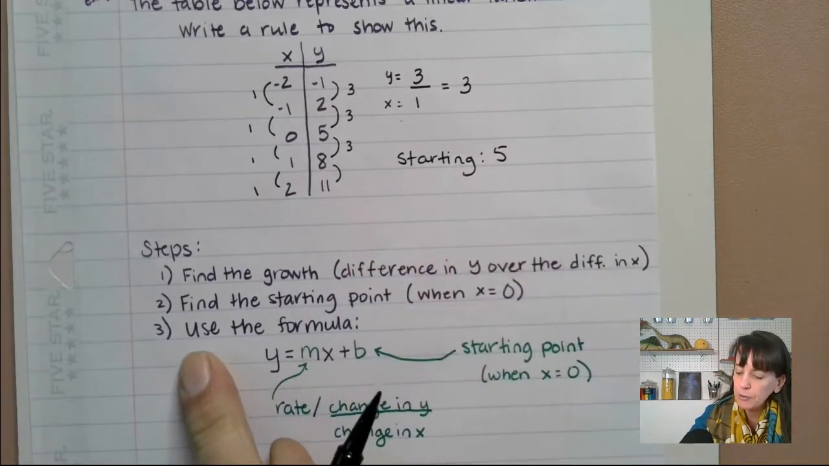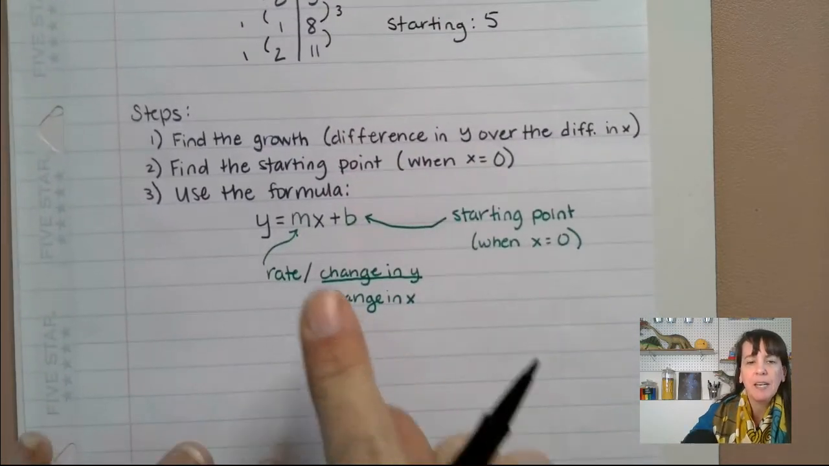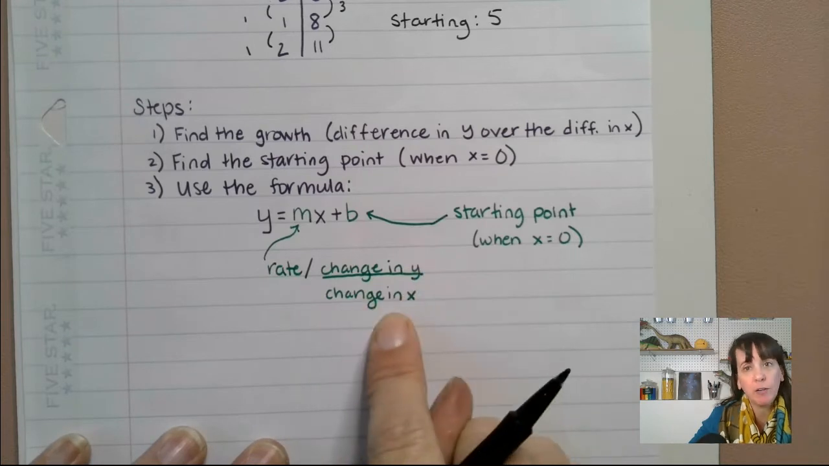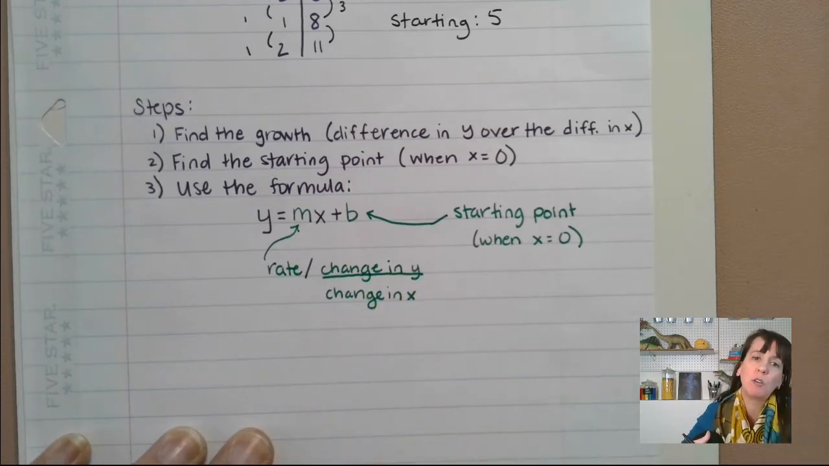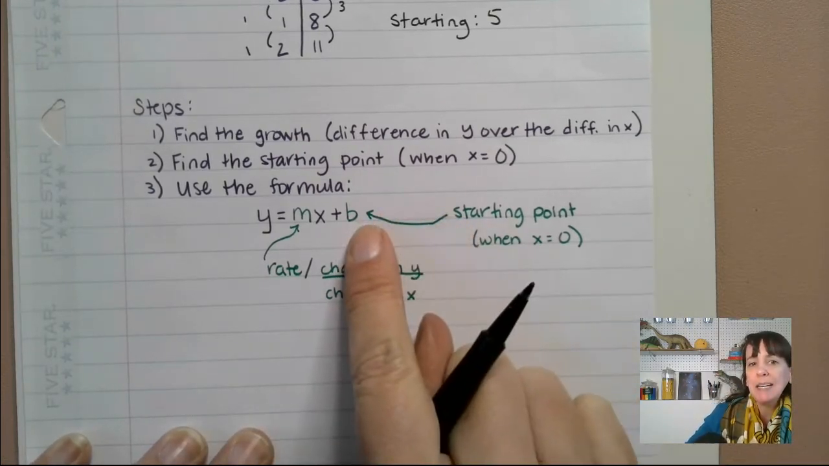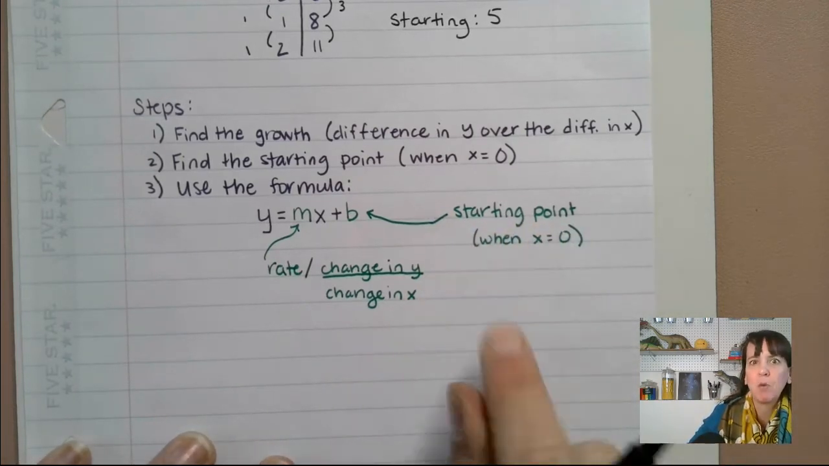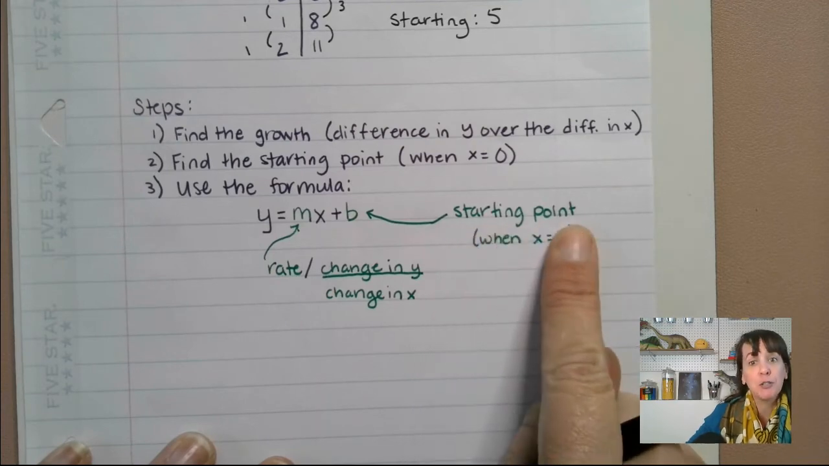All right, our third and final step is we have to use this formula. Y equals mx plus b. Our m is our rate, or our change in our y over our change in our x, our difference in y over difference in x. Our b is our starting point, or our y-intercept. You'll find more about that later. But for now, our starting point.